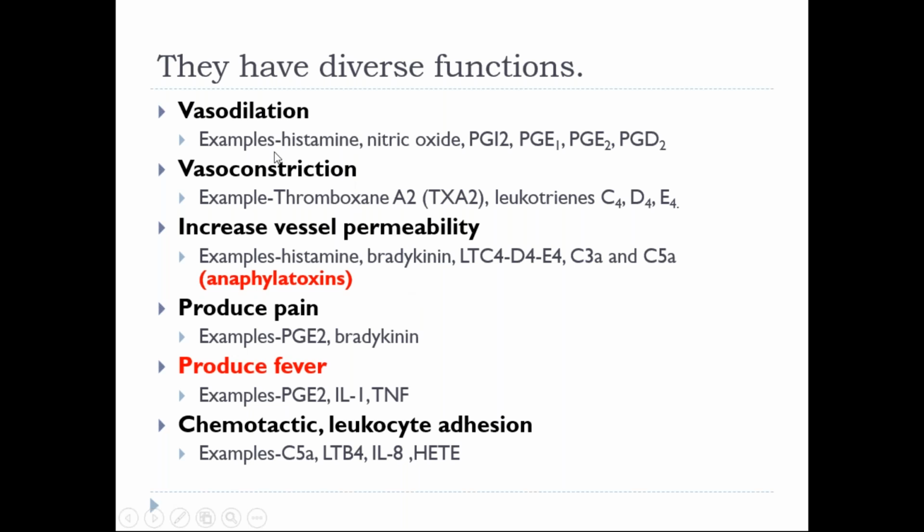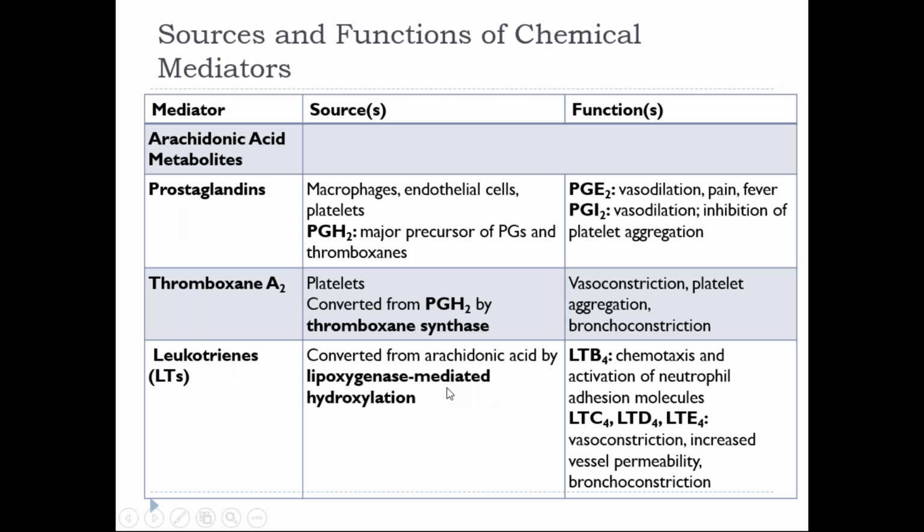So the same we discussed. They have diverse functions. Vasodilation is caused by histamine, nitric oxide, prostaglandin I2, E1, E2, D2, whereas vasoconstriction is caused by thromboxane A2, leukotriene C4, D4, E4. Increased vascular permeability is by histamine, bradykinin, leukotriene C4, D4, E4, C3a, C5a, and prostaglandin E2. Bradykinin will produce pain, and prostaglandin E2, interleukin-1, and TNF will cause fever, whereas C5a, leukotriene B4, interleukin 8, and hydroxyeicosatetraenoic acid will cause chemotaxis and leukocyte adhesion. These are the diverse functions caused by different chemical mediators involved in inflammation.